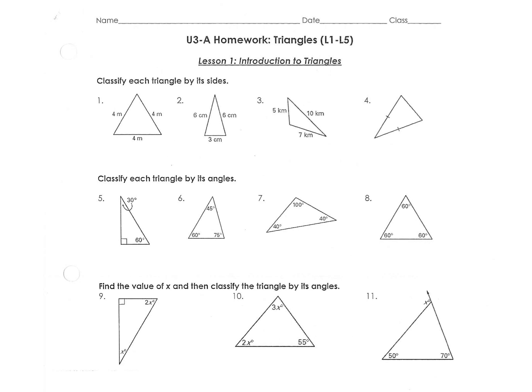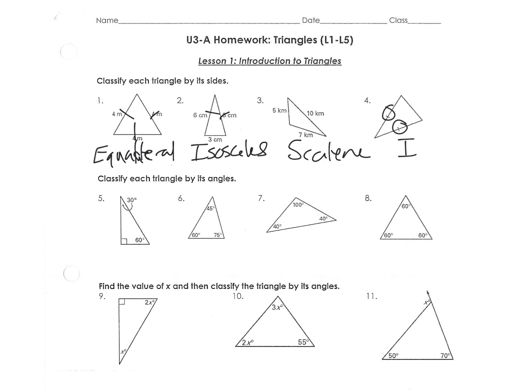So, classifying triangles by side. There's three that you need to know. There's equilateral, which is where all the sides are the same. Then if two sides are the same, that's what we call isosceles. If none of the sides are the same, that's a scalene. This fourth one here is also isosceles because it's got two sides the same.